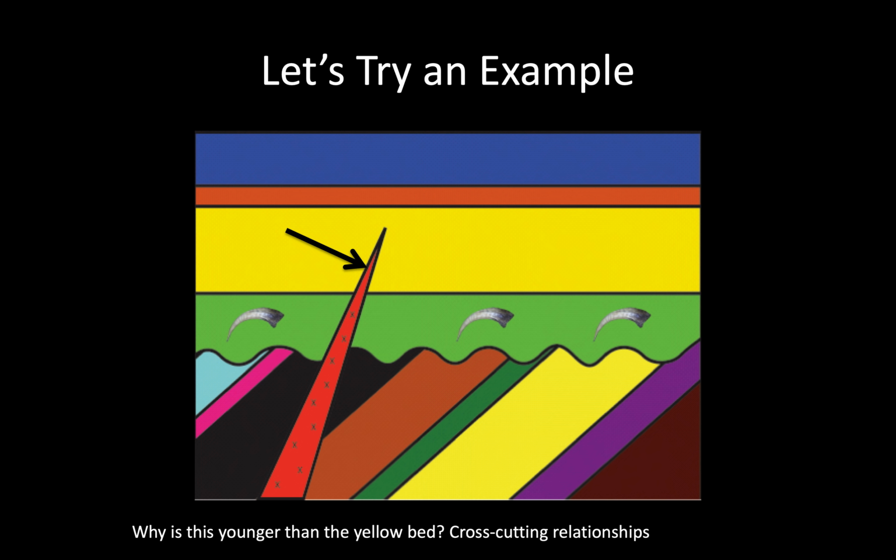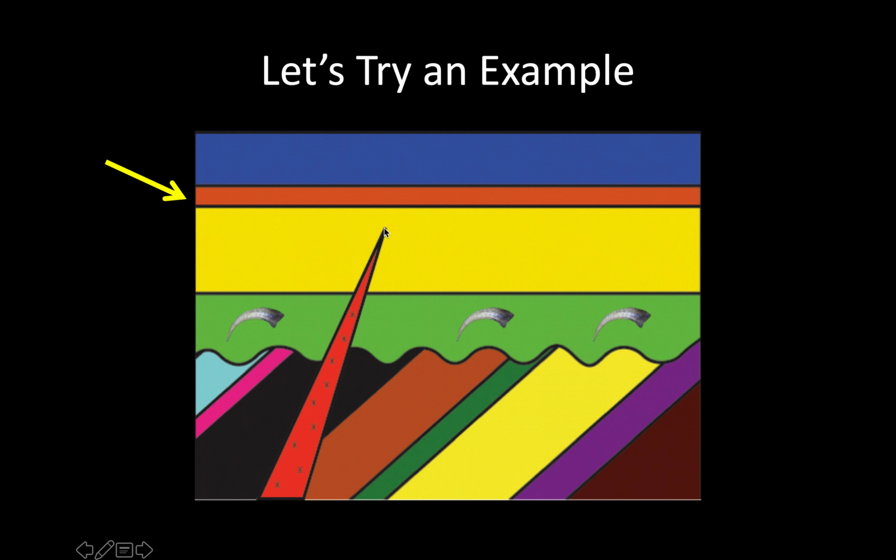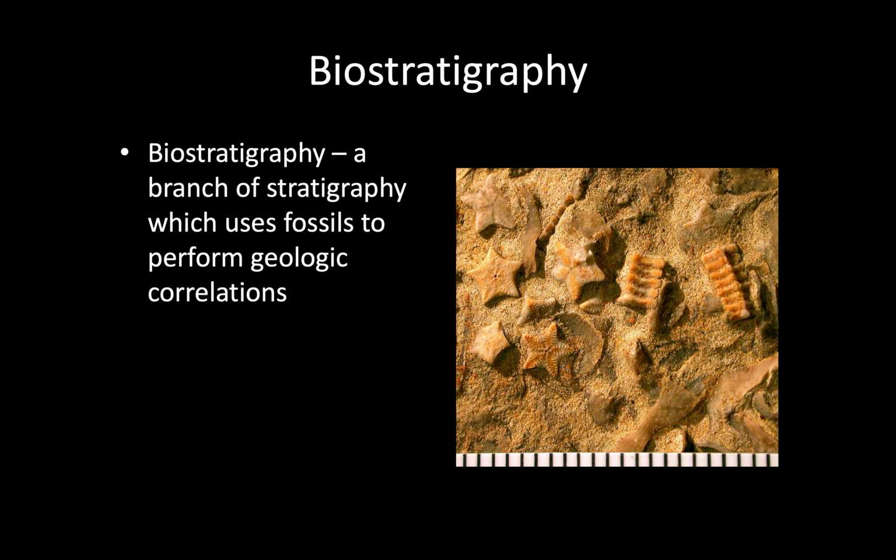Now we have our red layer here, and this is because of the principle of cross-cutting relationships. It stops before it comes to this yellow line up here. And now we've got, or not yellow, orange, excuse me, the orange and the blue. So rewind that, go through it a couple times, make sure you understand it.